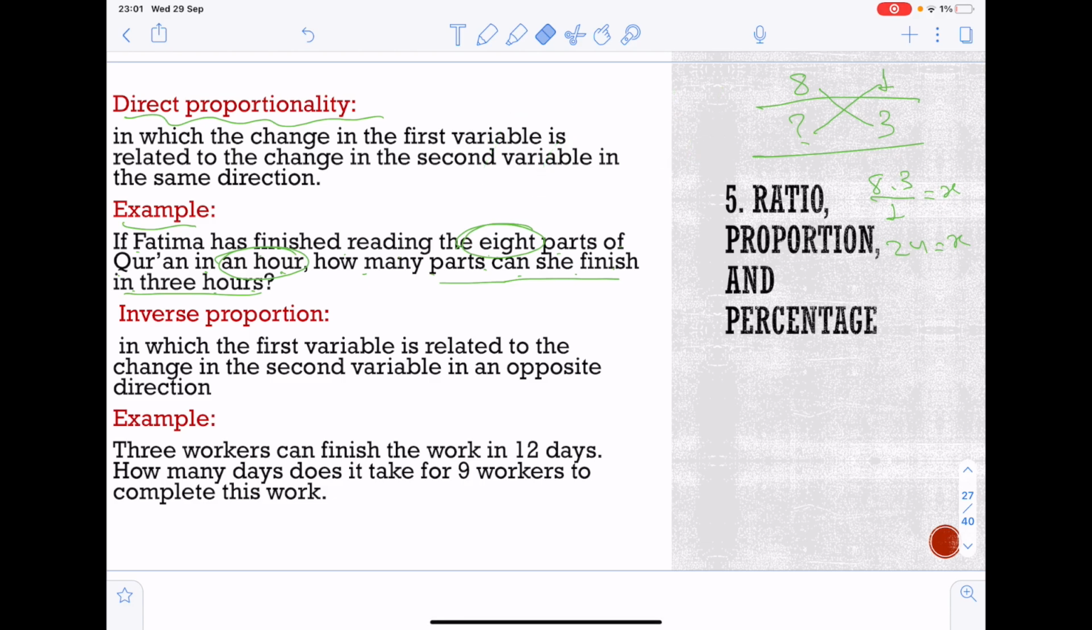Okay. While the inverse proportion is the one in which the change of the first variable is related to the change of the second variable in the opposite direction. If the first variable increases, the second variable would decrease. So the direction would be opposite. For example, if 3 workers can finish the work in 12 days, how many days would it take if we hire 9 workers?